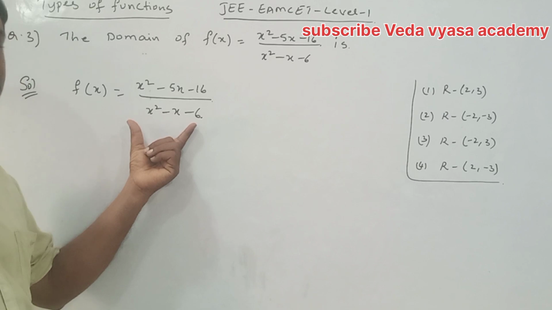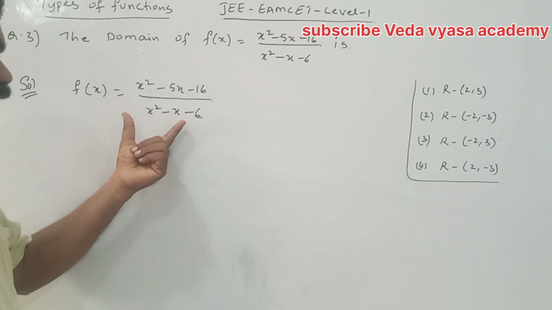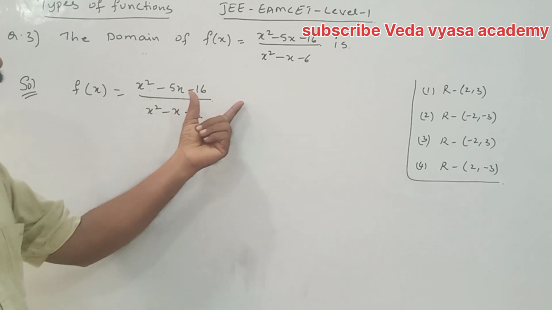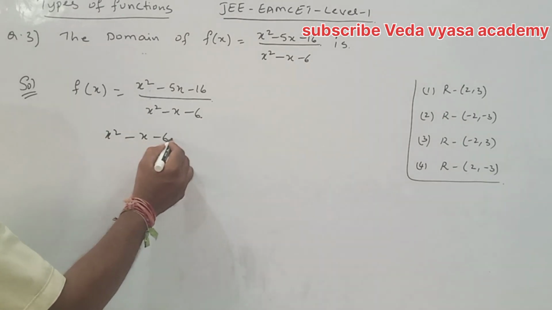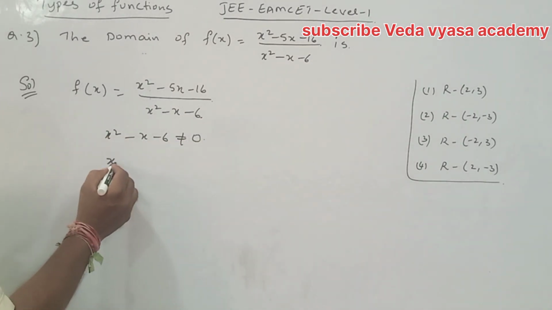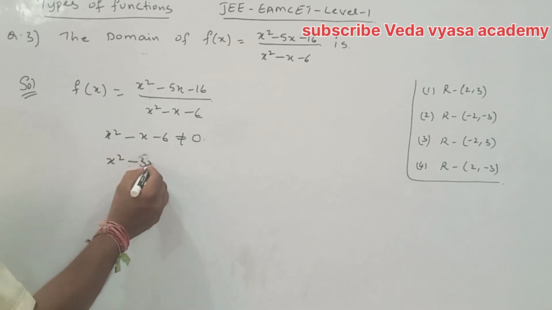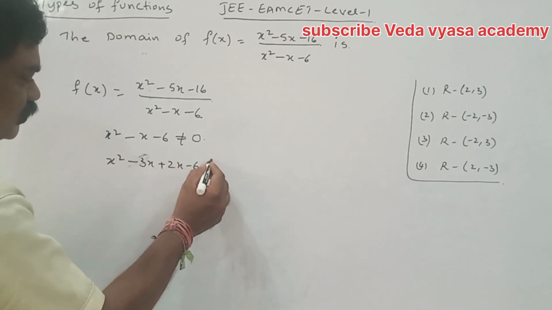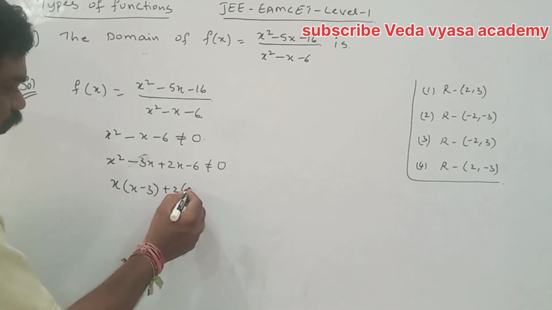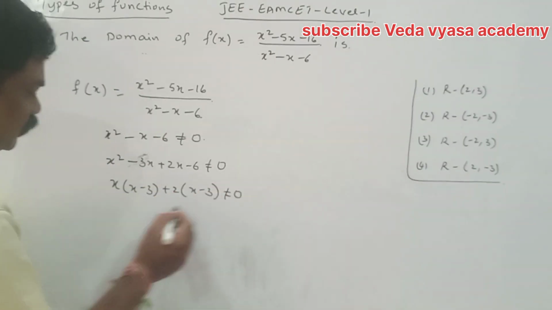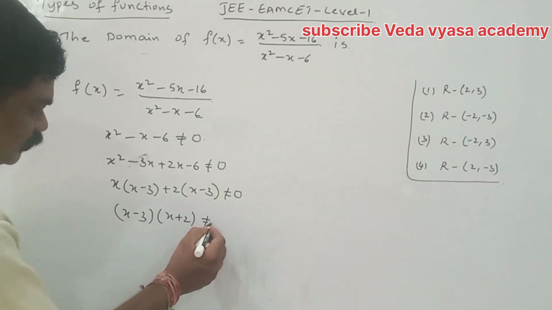Here the denominator is not equal to 0. If the denominator is equal to 0, this is not defined. So we take x square minus x minus 6 not equal to 0. That is x square plus 3x minus 3x plus 2x minus 6 not equal to 0. So x of x minus 3 plus 2 of x minus 3 not equal to 0. This is x minus 3 into x plus 2 not equal to 0.